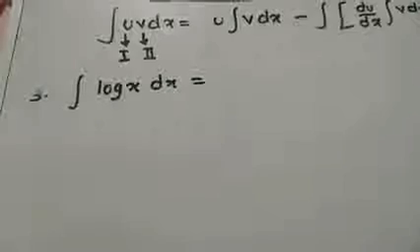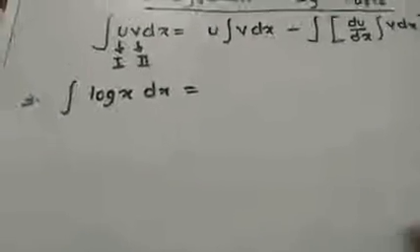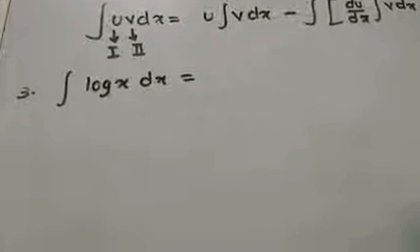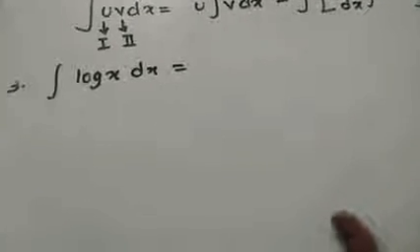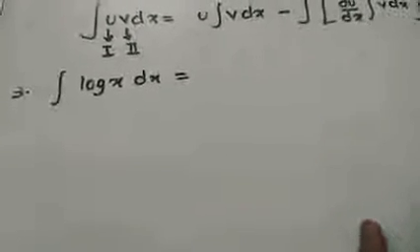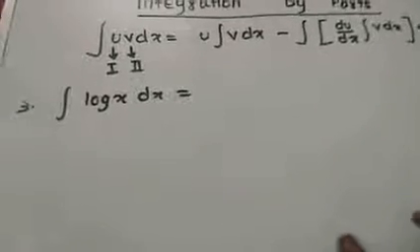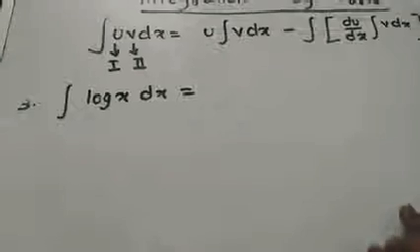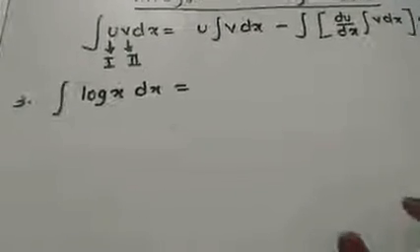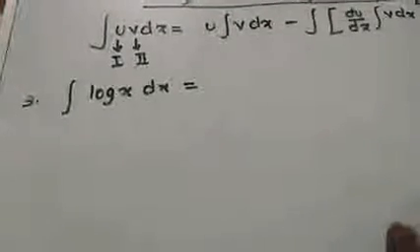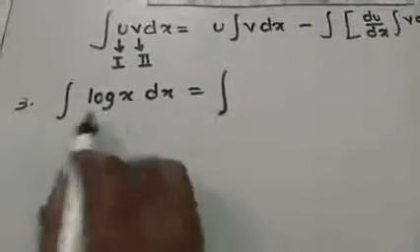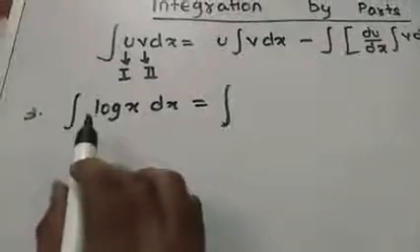But again one question arises: here only one function is there, log x, no other function. That means no u, no v, just only one term log x. So how can we use integration by parts here? Because integration by parts is basically for the multiplication of two functions, but here there is only one function. So here what we'll do, we will represent this integration as the multiplication of two functions.